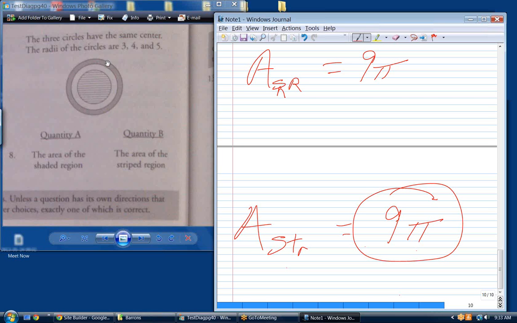The big step really, I guess, is in knowing that this shaded region is the outside circle minus the second circle, ignoring the striped circle. In other words, we don't really want to subtract this white region. We want to subtract that whole circle. Exactly. Okay.